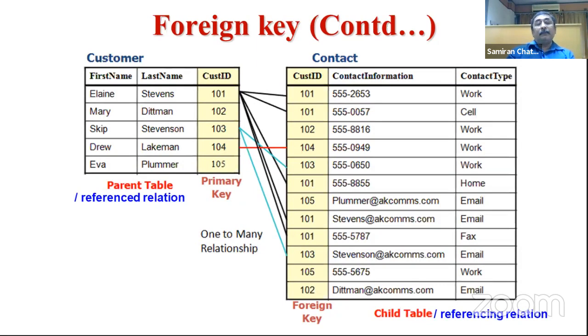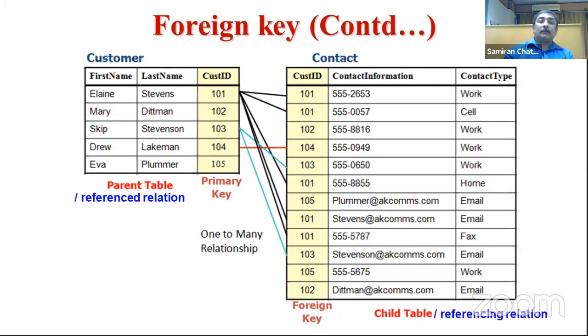In this example, if you look at the customer IDs, there is no customer ID in the contact table which is beyond 101 and 105. So you do not have any customer ID with 99 in the contact. Neither do you have a customer ID in the contact which is 106. Because the moment you put a customer ID in the contact table, that customer ID must exist in the customer table.